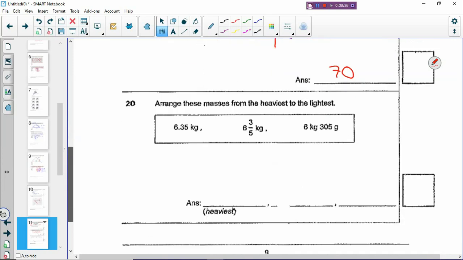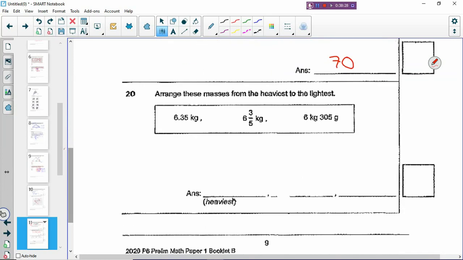How do you arrange from heaviest to lightest? So you cannot compare until you make them all the same type. So how do I want to make them the same type? I can change them into all whole numbers. Like for example, 6 kilogram 305 grams is 6,305 grams. Change it all into whole numbers. And how about the fraction here? Shortcut. I just have to multiply by 200 to make the denominator 1,000, because 1 kilogram is 1,000.